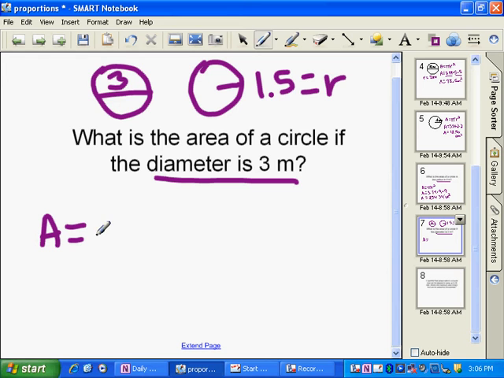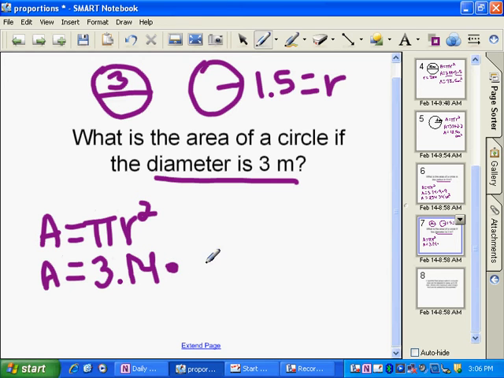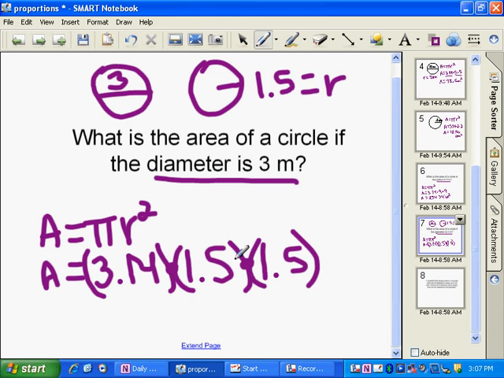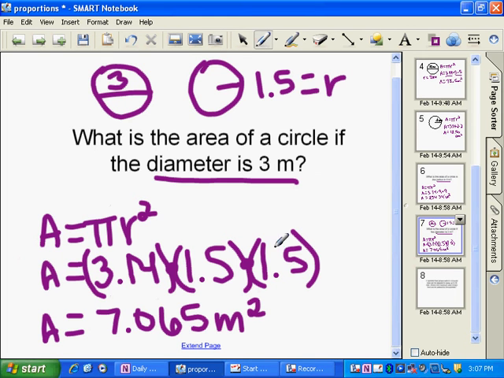Area equals pi r squared. So area is equal to 3.14 times 1.5 times 1.5. This is why sometimes you'll see people use parentheses, because then there's no mistake. You're just multiplying all of it together. So it's 7.065, and because we're dealing with meters, it is square meters.